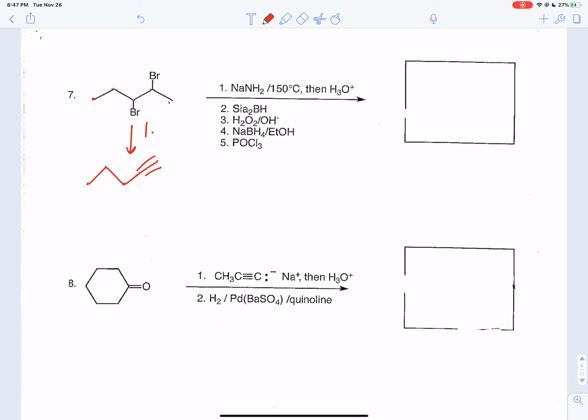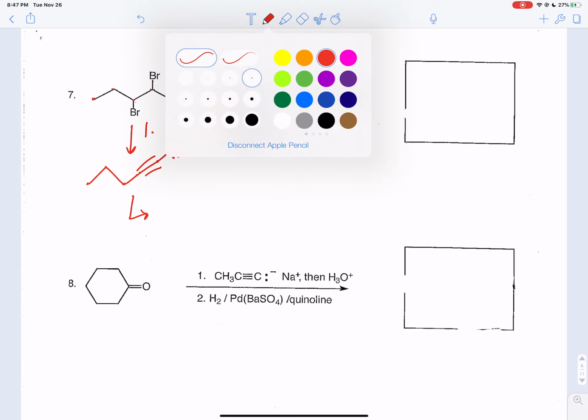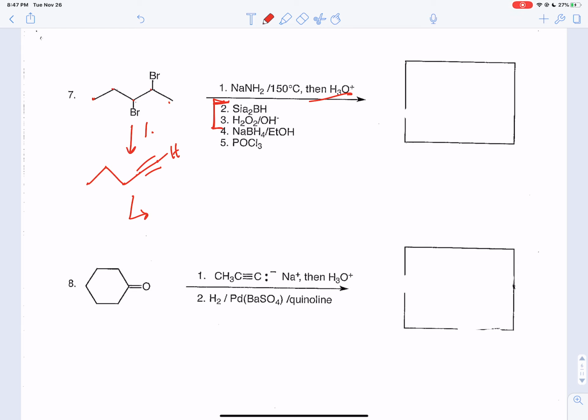We got it terminal, and there's also going to be a then H3O plus step, right? So that carbon there is protonated, okay? Because of the H3O plus. Now what do we have? We have Ca2BH, hydrogen peroxide, basic conditions, right? And this is just hydration of the alkyne. You're adding the components of water across the triple bond. What that means is one of those carbons is going to get a carbonyl. That's one carbon. And the other carbon is going to gain 2 hydrogens, okay?